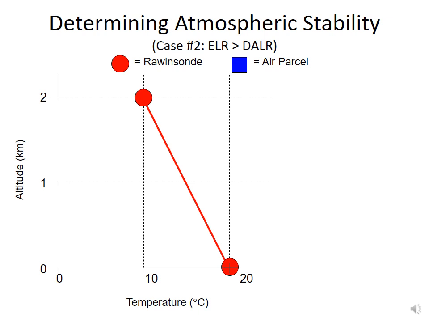Let's take another example. This time we launch our Rawinsonde balloon, and the temperature decreases by 10 degrees Celsius over 2 kilometers. So the environmental lapse rate was minus 5 degrees Celsius per kilometer. And we repeat our thought experiment with our air parcel. The air parcel behaves exactly the same as it did before, because it's following the dry adiabatic lapse rate. And let's go through those thought experiment questions again.